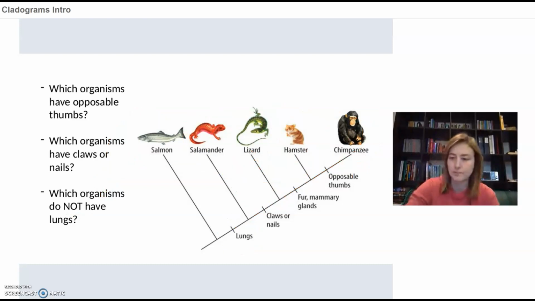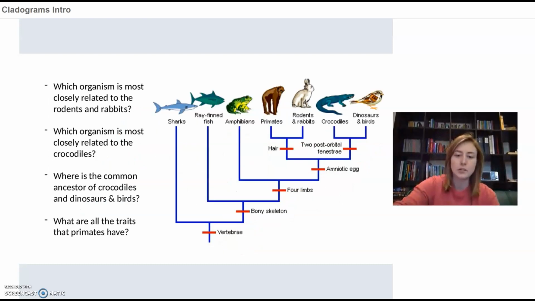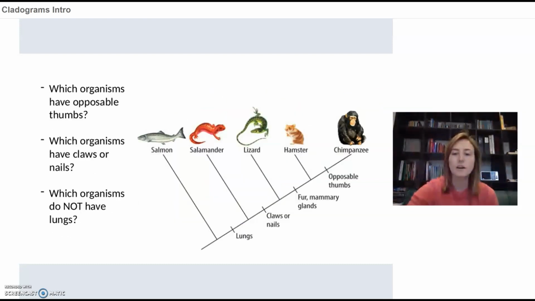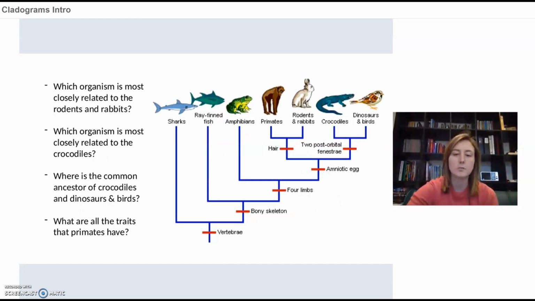So the answer to the last one would be the salmon is the only one that doesn't have lungs. Okay. I'm going to show you another example of a cladogram, and we're going to talk about a couple of other questions too. Sometimes they look like this instead. Like the last one that we saw had kind of like a V shape, but sometimes the branches look more like this, like more square. It means the same thing. It's just that sometimes they draw them differently.